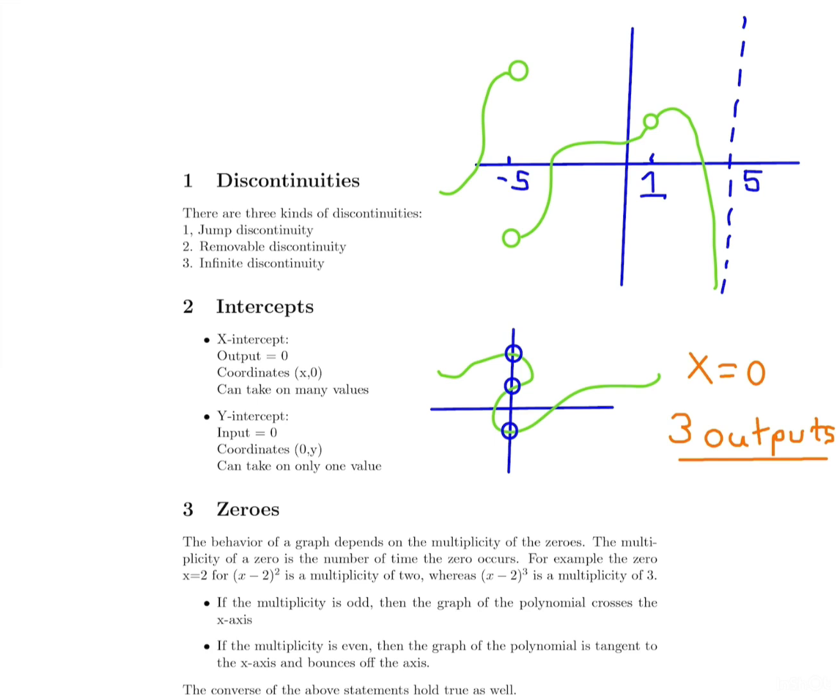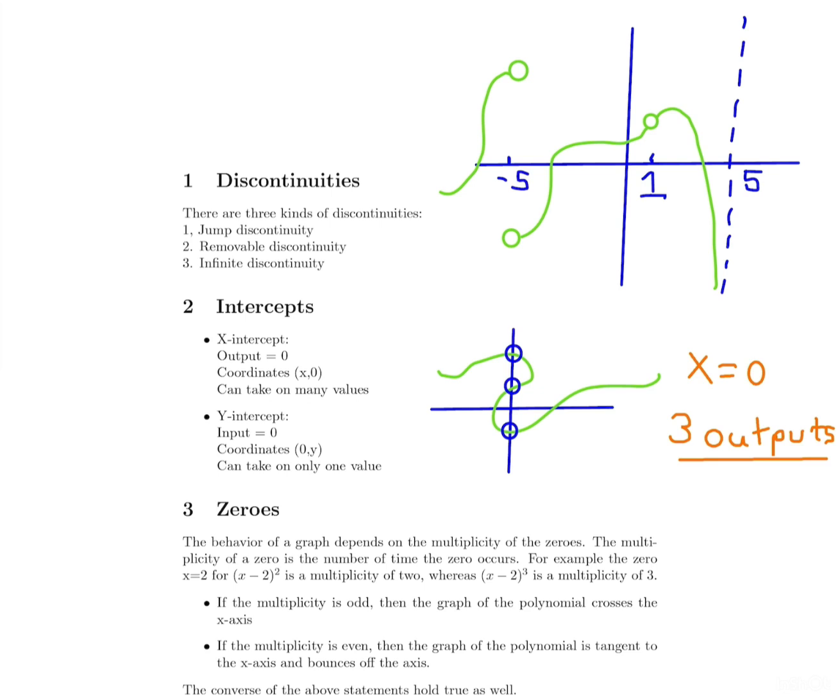Number two, I have the intercepts. These are quite common. We have the x-intercept where the output is 0. The coordinates are of the form x comma 0, and it has many values. We've seen cubic or quadratic polynomials with 3 or 2 zeros, whereas the y-intercept, the input is 0, the coordinates are of the form 0 comma y, and it has only one value. I've tried to illustrate it beside me.